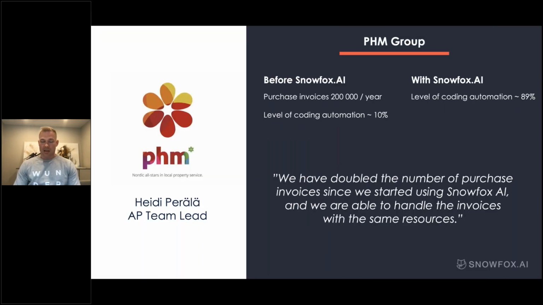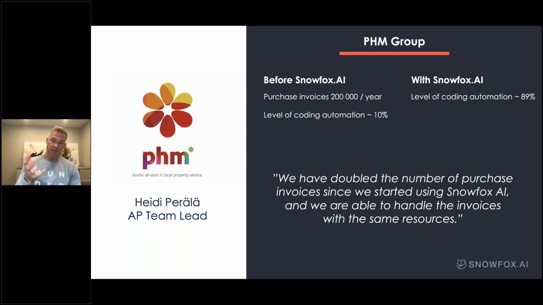One more case example, THM Group, also in the real estate sector. They are receiving around 200,000 invoices per year, and their coding automation was 10% before we started. Nowadays, it's roughly 90%. And they even said that we have doubled the number of purchase invoices since we started using Snowbox AI, and we are able to handle the invoices with the same resources. So a lot of manual time saved for them by implementing AI in their process.